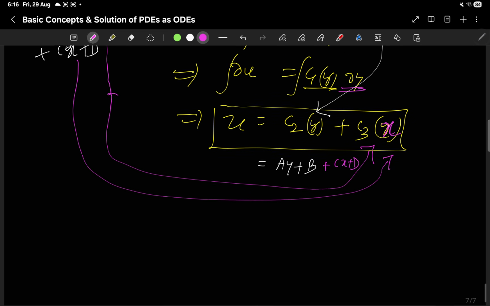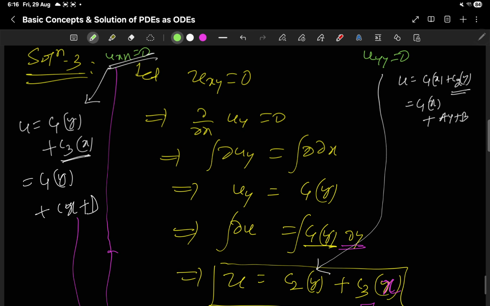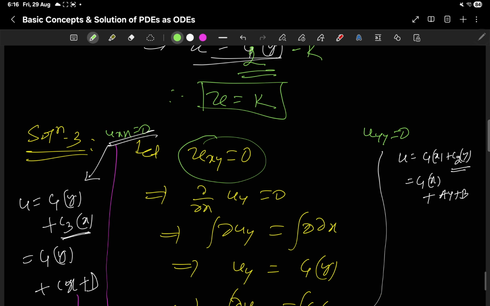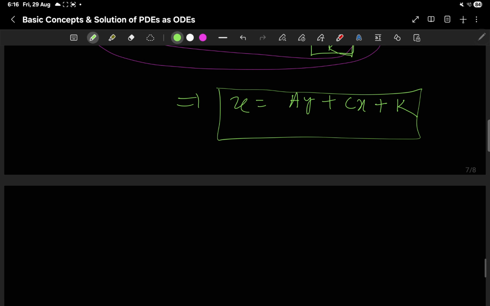Now if I combine these two, what is my u? u is equal to ay plus cx plus b plus d, where b plus d gives another constant, let it be k. So this is the case. We solved this middle one, and the constants will be collected via this and this. So this is a solution of the system of equations.